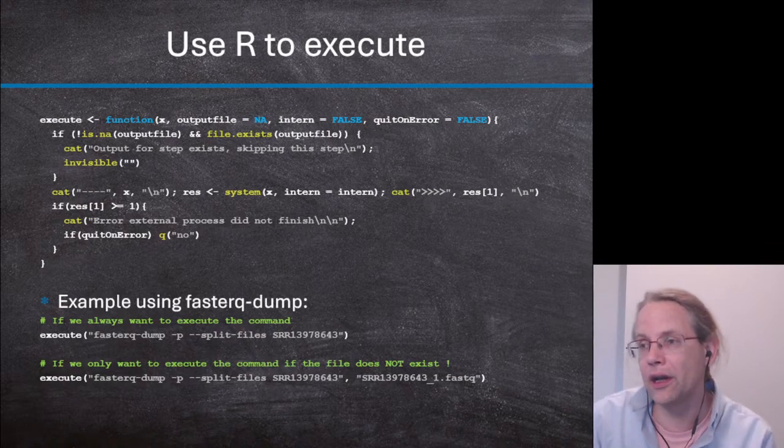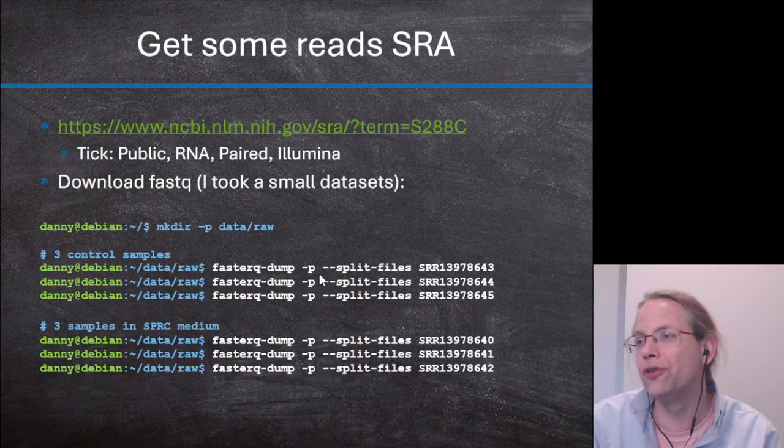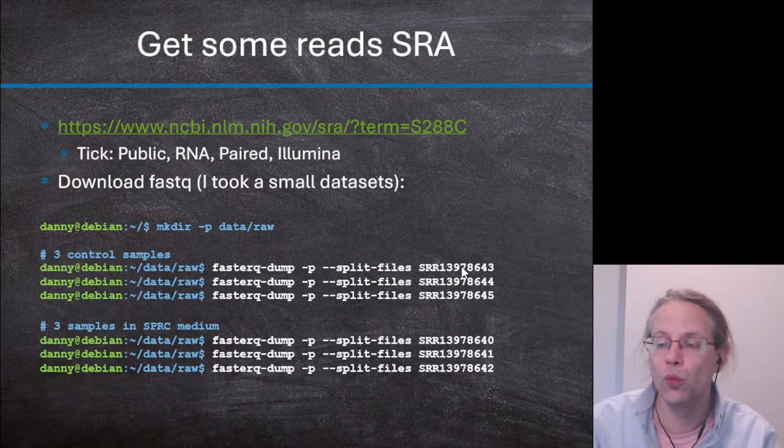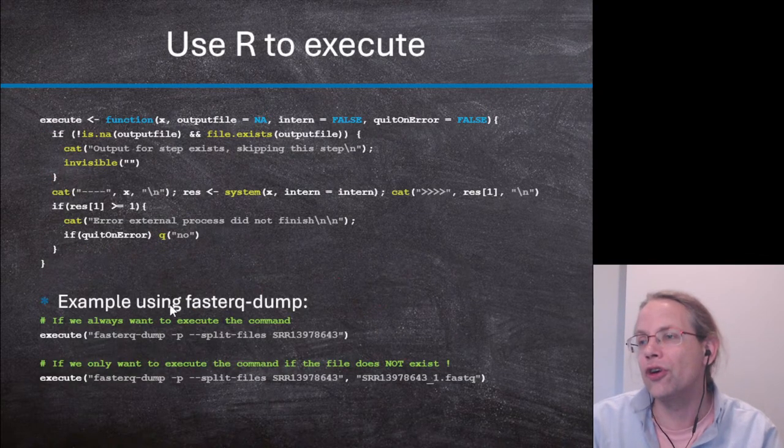So a little example, because we saw this FASTQ dump, which is a very easy command. It's FASTQ dump minus P for progress, then minus minus split files so that it downloads the whole data set and then splits it into left reads and right reads, so a read 1 and a read 2 file. If we want to do this command, then we can just do the command in the execute function. But this will, of course, always download the file because we didn't give it the output file.